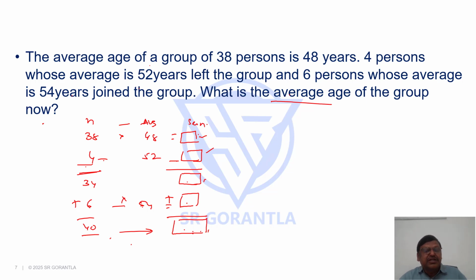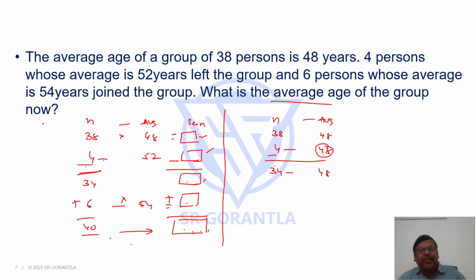You can try that and see how much time you'll spend. You can pause this video and try this, and after this you can watch the shortcut. Now, 38 people, average is 48. Suppose the 4 people who left had left with 48 only, the remaining 34 people's average would have remained 48 because there is no change. Had the 6 people who joined joined with 48 only, the total of 40 people, average would have remained 48.